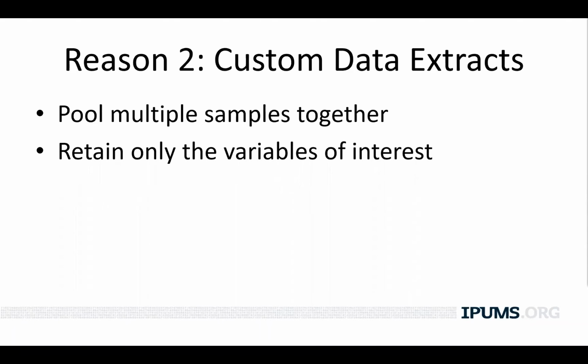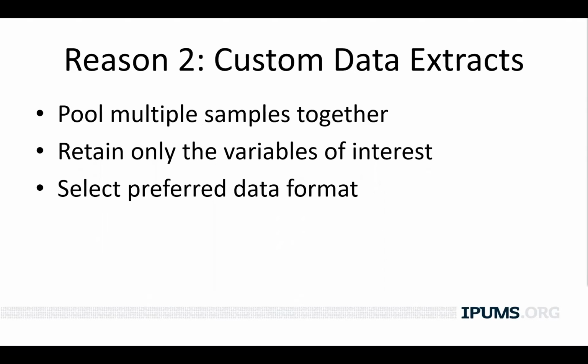Sometimes you might want every single variable in a file. Oftentimes you don't. If you're looking at 10 years of data, you might be starting to think about space concerns. So getting rid of some extra variables that you don't want. IPUMS allows you to choose just the variables that you're interested in. You can also select your preferred data format.